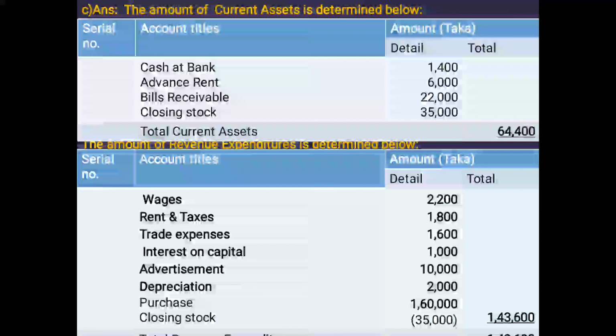Interest on capital: capital is the amount of equity, always shown as an equity item, that is a credit item, but interest on capital is always one kind of revenue expenditure. It is basically other expenses or non-operating expenses, so it is written on the revenue expenditure side, interest on capital taka 1,000. Advertisement is the biggest expenditure of any business in the current world. So advertisement is written under revenue expenditure, taka 10,000.